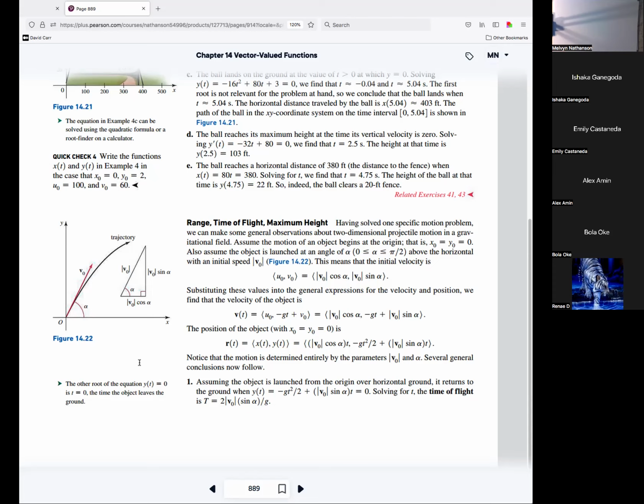So here is the picture that we're given. We launch a particle in space. Its starting point is the origin, and its initial thrust forward makes an angle alpha with the positive x-axis. So alpha is some angle between 0 and pi/2 radians. And let's say the initial speed, the magnitude of the velocity, is the absolute value of v naught.